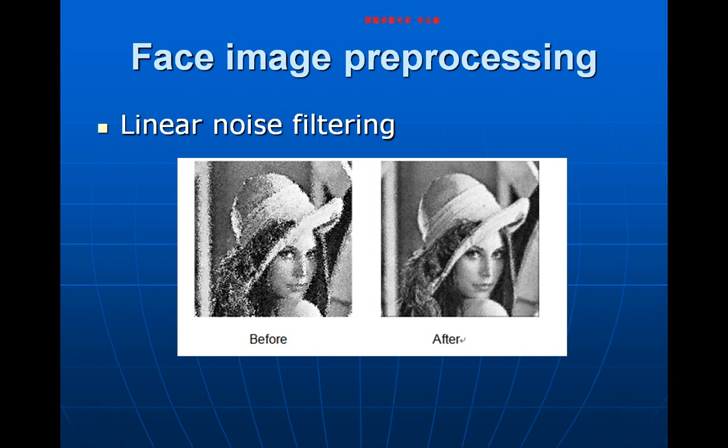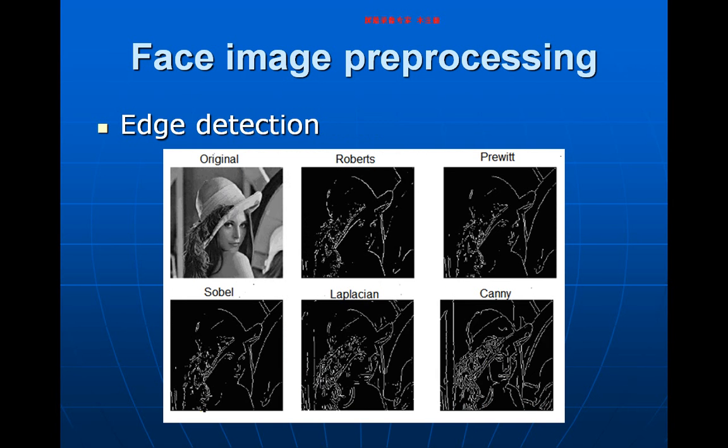This is the sample picture of linear noise filtering. After we do the linear noise filtering, as you can see, we filter out all the noise and try to make the input picture clearer. This is called edge detection. As you can see, if the image goes through our process, we can basically detect the edges of the picture.